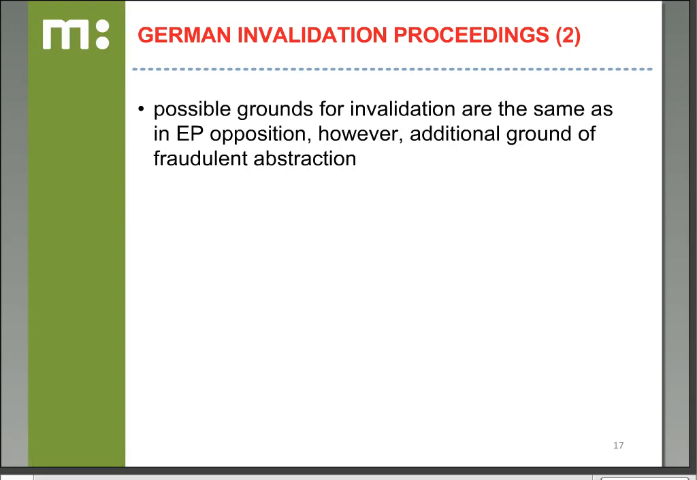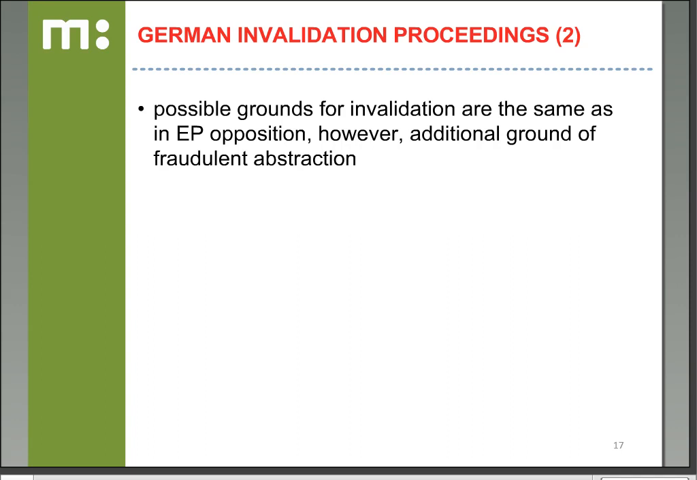And there are some other differences. The possible grounds for invalidation are the same as in a European patent opposition at the EPO. However, there's one additional reason, and that's the fraudulent abstraction. And I really had to look for the correct translation, and that means that the applicant is not entitled to the patent, and that the person who is really entitled may then file a nullity action because the patent owner is not entitled to the patent.